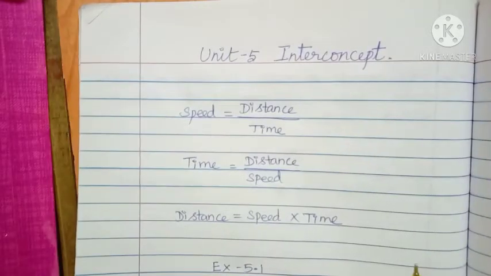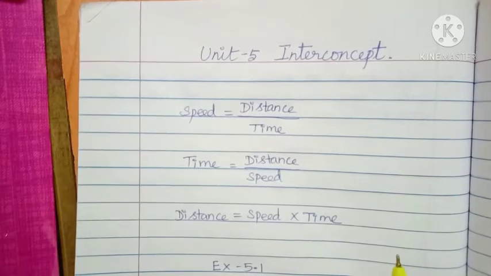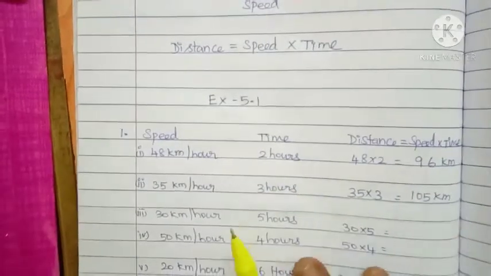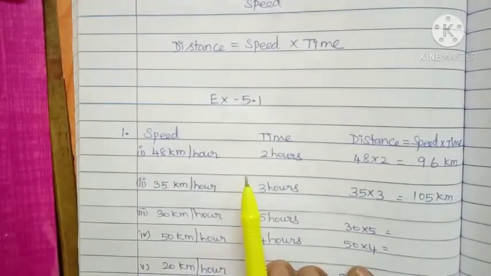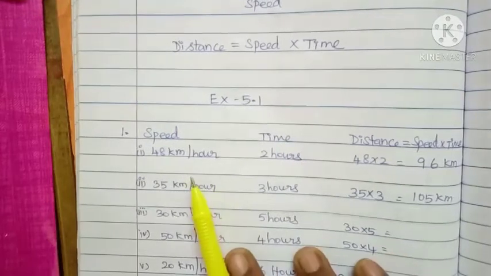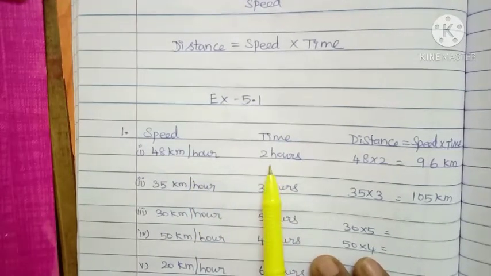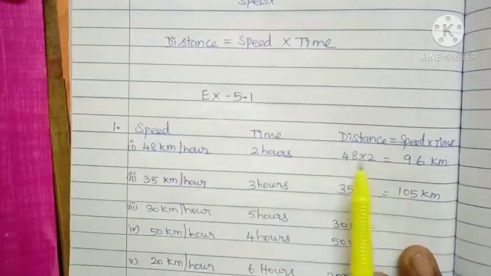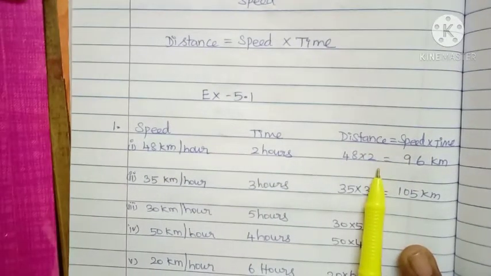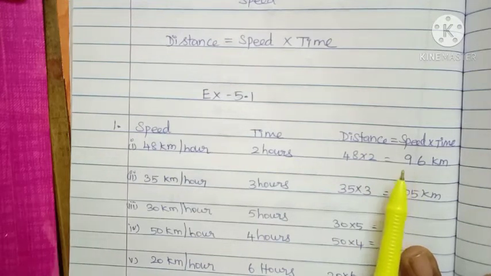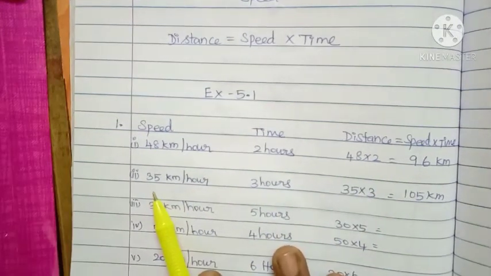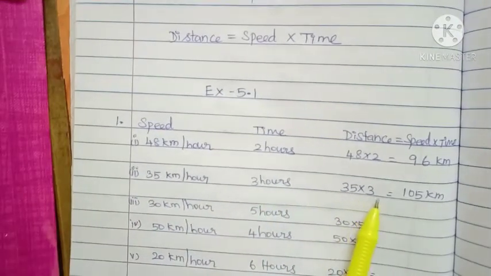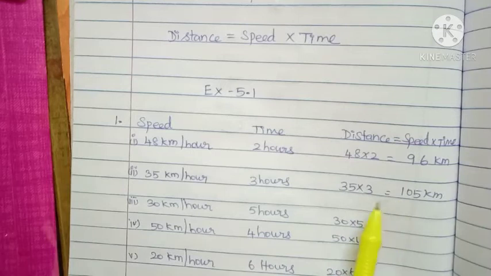So for inter-concept in your classwork, be ready to write the speed formula, time formula, and distance formula. Then you move to exercise number 5.1. Speed equal to 48 kilometer, time equal to 2 hours. So do the formula: distance equals speed multiplied by time. So 48 multiplied by 2 hours equals 96 kilometer. The next one, speed 35, then 3 hours. So you do 35 multiplied by 3, equal to 105 kilometer.